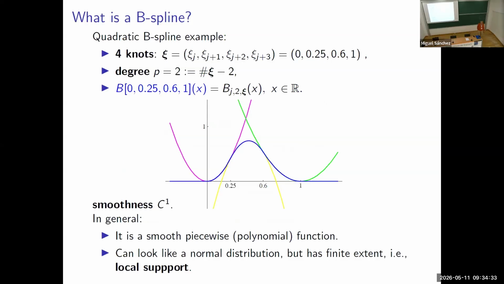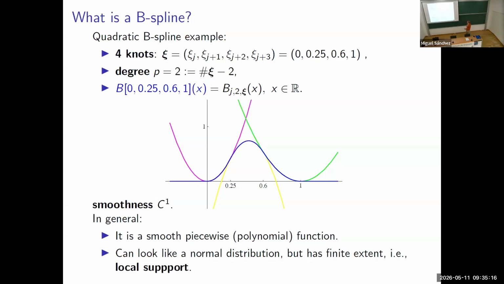If some of you have never heard the word or have no idea what a B-spline is, here's an example, a quadratic B-spline. It's defined by something called knots. In the quadratic case, a piecewise quadratic function, it has 4 knots. Here's an example where the knots are 0, 1, etc. The degree is the number of knots minus 2 in the univariate case. And here is a picture.